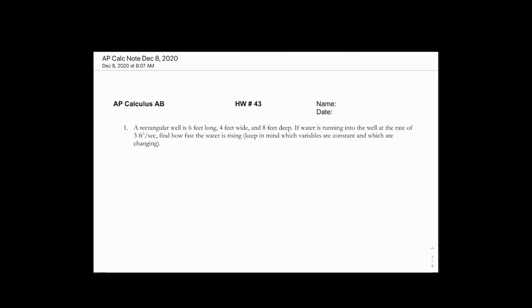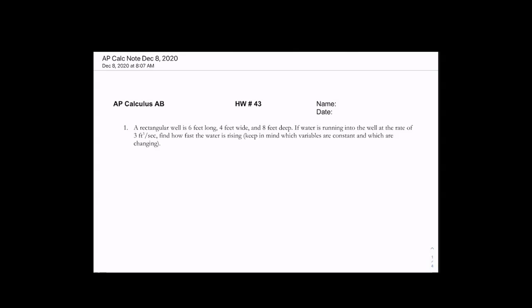So, and here we have a rectangular well, sorry, 6 feet long, 4 feet wide, 8 feet deep. If water is running into the well at the rate of 3 cubic feet per second, how fast is the water rising? Now, keep in mind which variables are constant and which variables are changing.